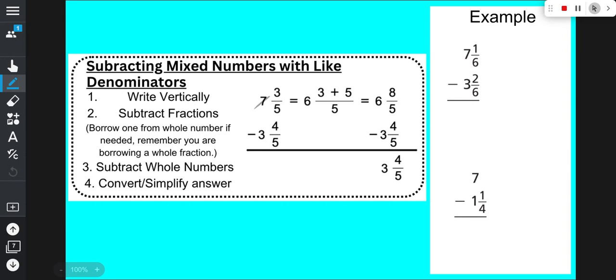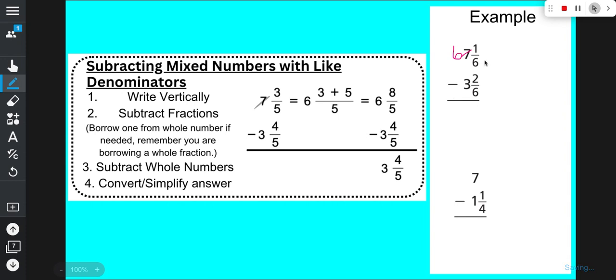Take a look at these examples. Pay attention to how we borrow. So in this first one, I have 1 minus 2. I cannot do that, so I borrow from the 7. I'm going to cross the 7 out and write a big 6 next to it.